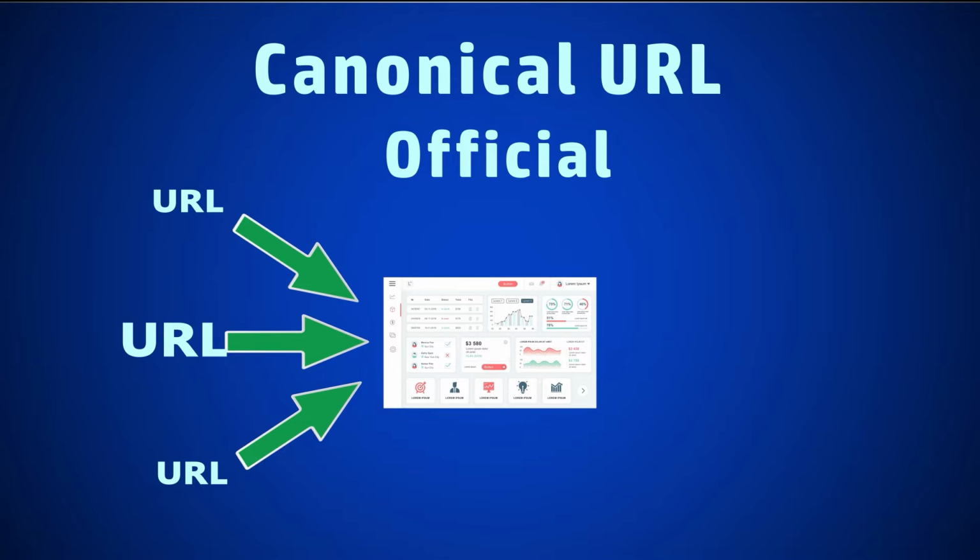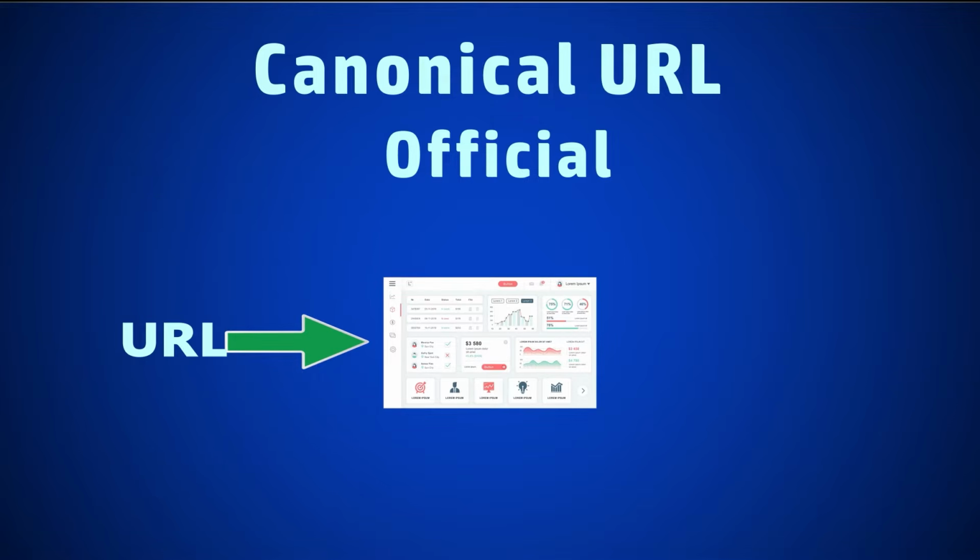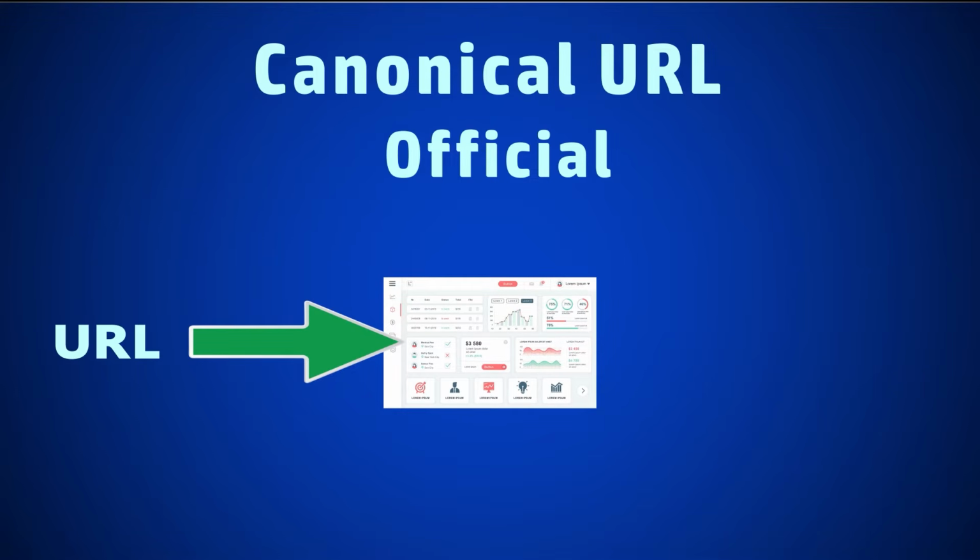So this is very important because search engines can sometimes see different URLs leading to the same content, which can split the ranking signals and dilute the page visibility in search results. So by specifying this canonical URL, we can tell search engines which version of the page they should consider as the primary one for indexing and ranking purposes.